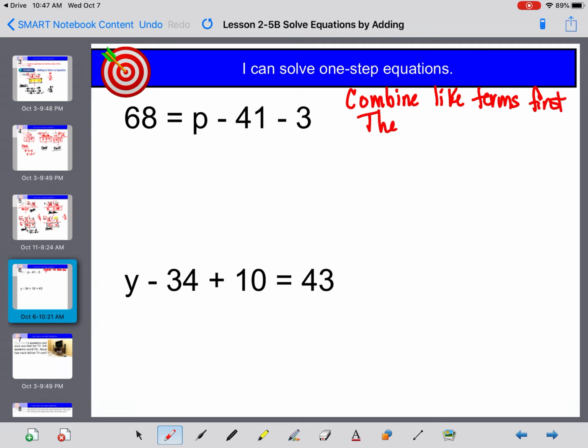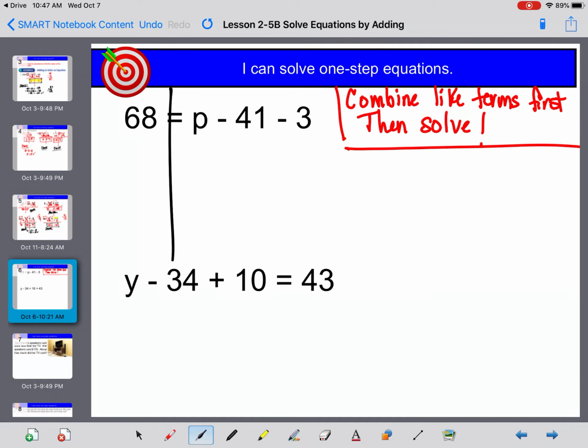And then solve. Okay, so this is our goal. All right, for this one, I see that I have some like terms here. I have a minus 41 and a minus 3. So let's rewrite this. 68 equals P plus negative 41 plus negative 3.